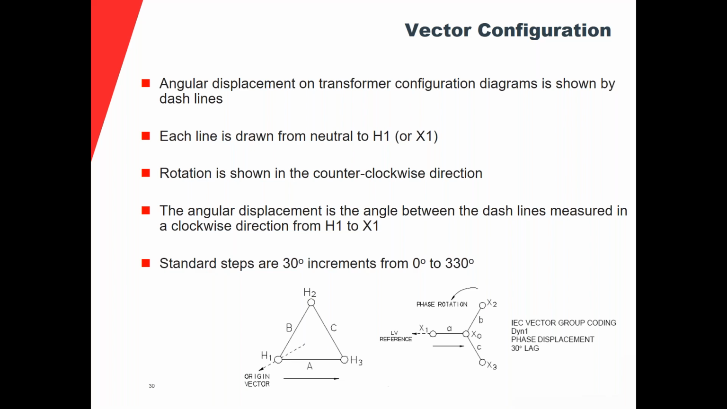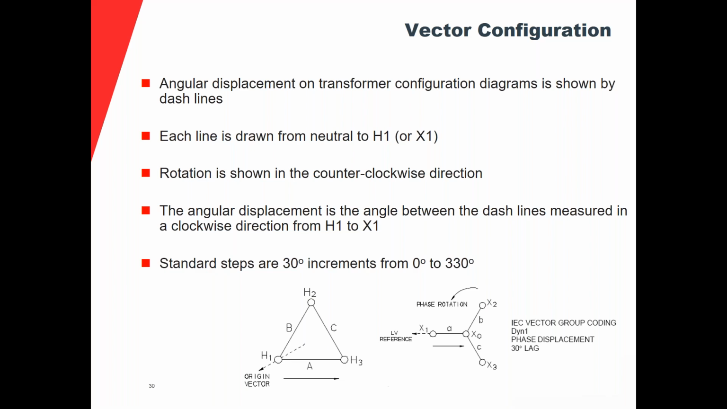And so what we can see here from this vector diagram, we can see that there's an origin vector, which is the line coming out. It typically comes from the neutral and goes out through H1 or X1. And we can see this is where we can start to measure our displacement, as far as we can find out what our phase displacement is based on the configuration.